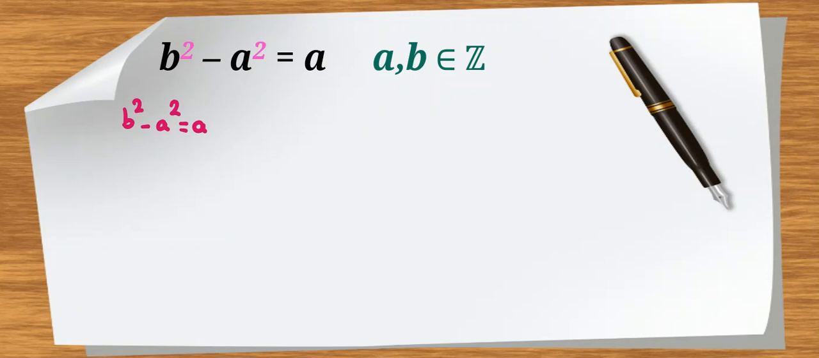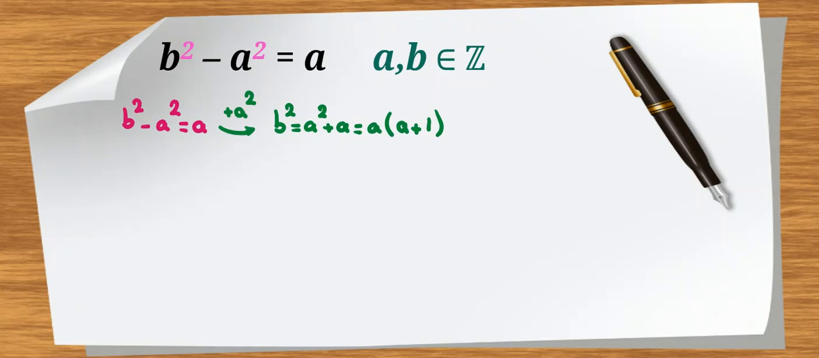In the next step, we add a squared to both sides, or we can say we take negative a squared to the right hand side. So we have b squared equals a squared plus a. And then on the right hand side, we factor out a. It will be a times a plus 1.